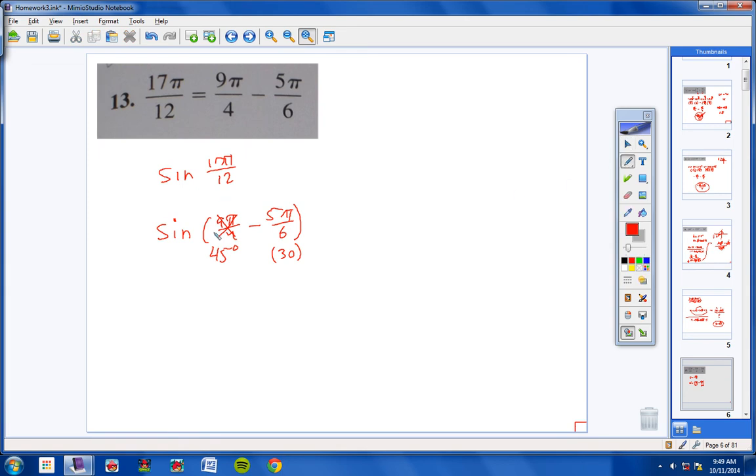Okay, whenever you're subtracting two angles, your trig identity states that you can go sine, cosine, minus cosine, sine. So we have sine 45, cosine of 30. Remember, it's going to be negative. Put a little negative sign here so you don't forget that, okay? Sine, cosine, minus cosine, sine. So minus cosine of 45, sine of 30. And here we go. Let's pull this back up here.